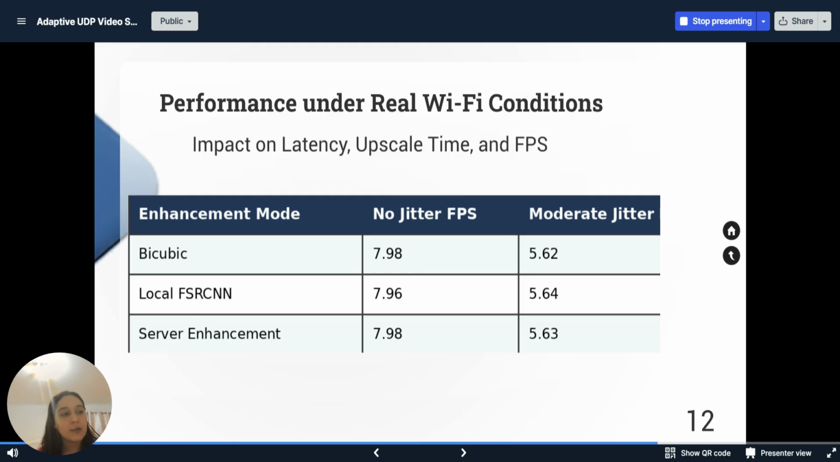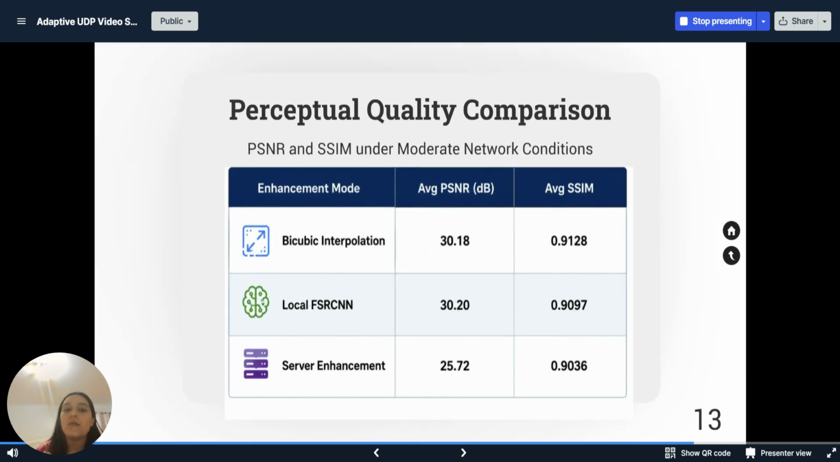It dropped, but looking at the results, it didn't mean it was solely because of the upscaling. It was more of the decoding, the packetization, the reconstruction of the frames, and the CPU-bound nature. So it was a combination of the overall system.